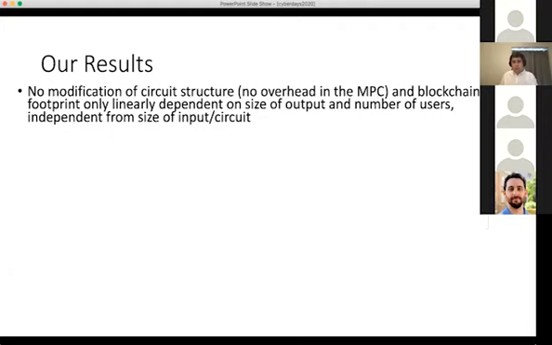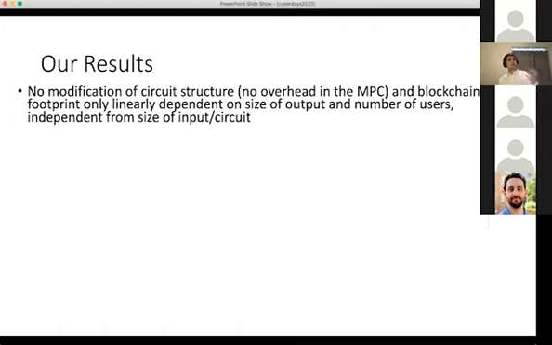In our results, we do not require any modification to the original privacy-preserving computation protocol, in such a way that it remains as efficient as the best protocols we have for that now. And we make the footprint on the blockchain, the necessity of storing data, minimal.